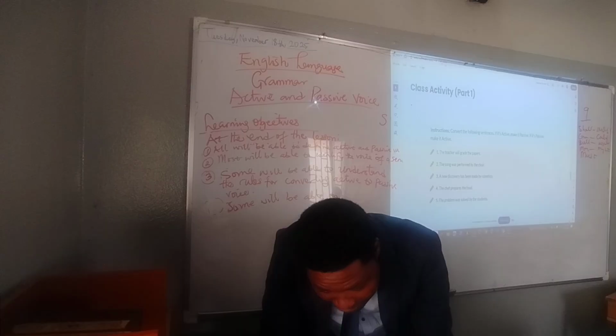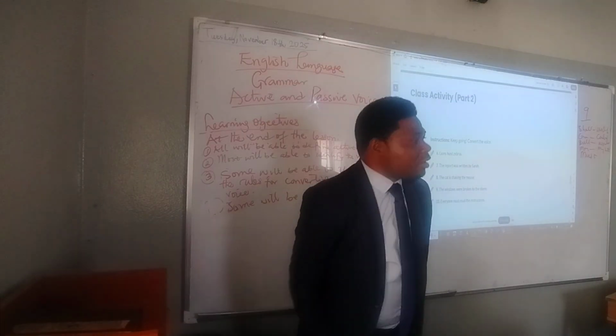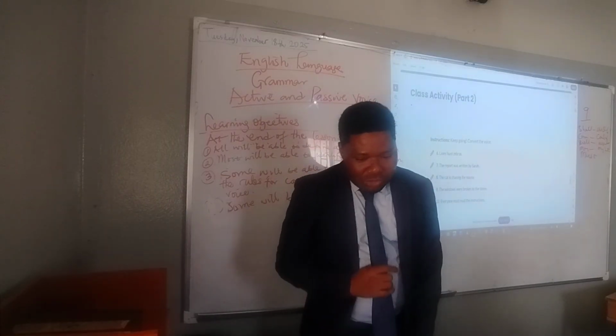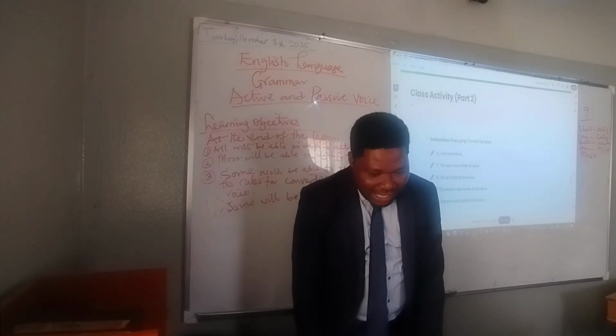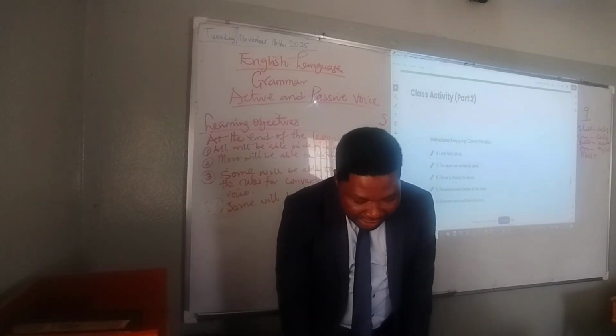Now we are all going to do this activity. It's not going to be homework. We have 5 questions to complete. You are going to write this one down, then I will go around to mark it quickly. So we have 6 to 10. Lions hunt zebras. The report was written by Sarah.